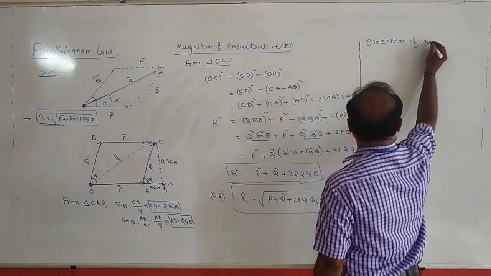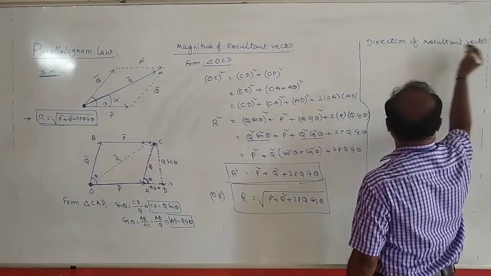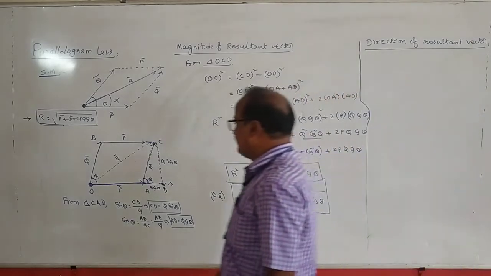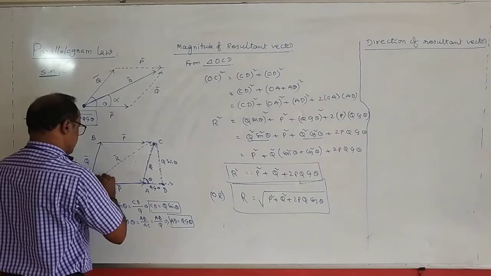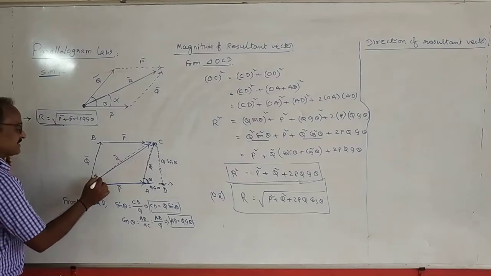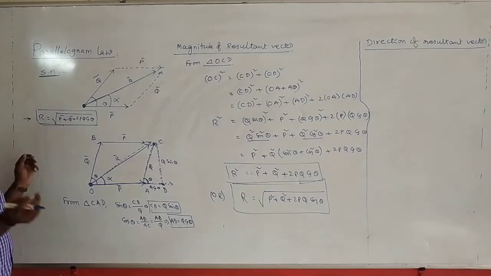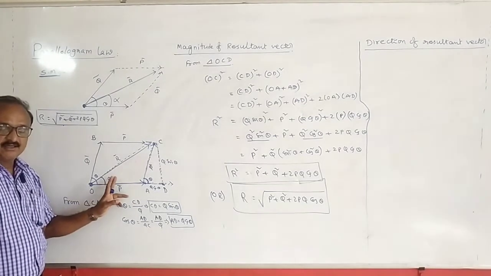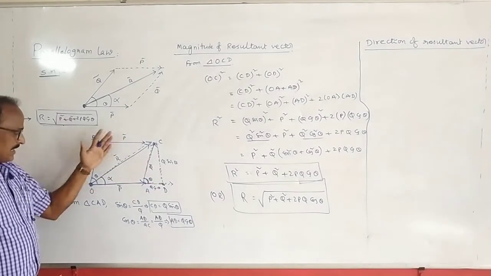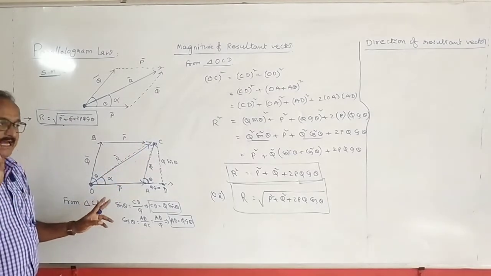Direction of resultant vector. To find the direction of the resultant vector, direction means how do you find the direction of R? See here, this is the resultant of two vectors. Let the resultant vector make angle alpha with P bar. Suppose we find the value of alpha, that gives the direction of R bar. That means with what angle the R bar lies. So finding the value of alpha gives the direction of the resultant.